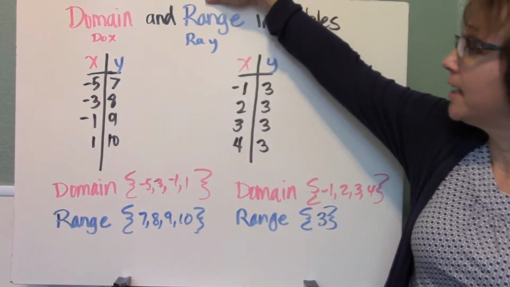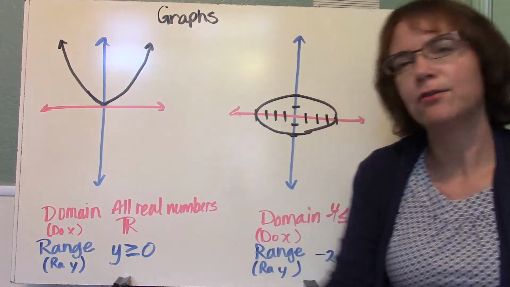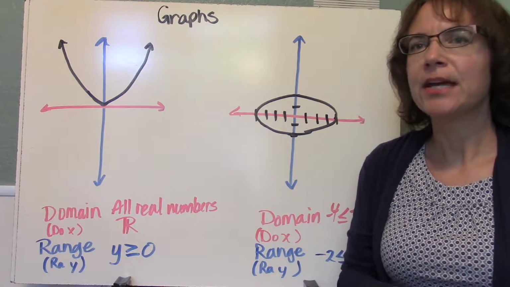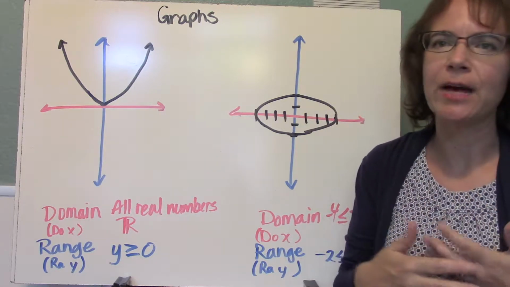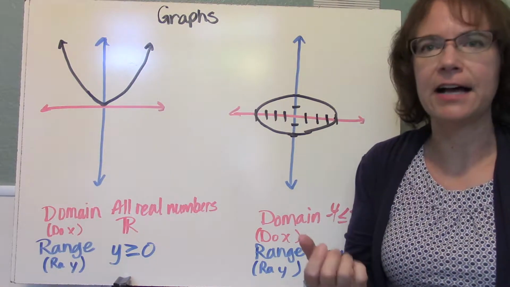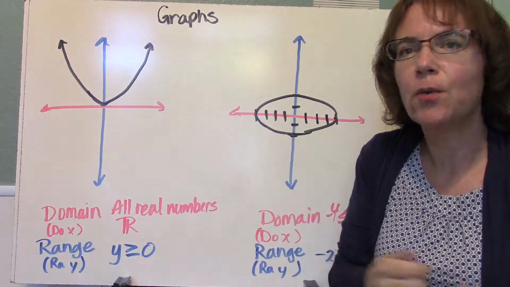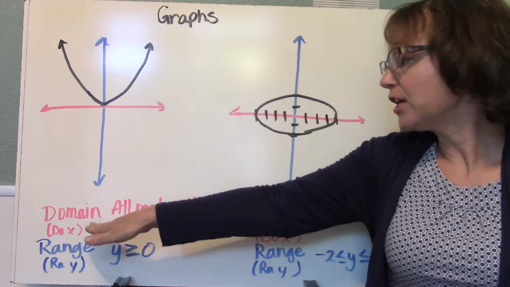Let's take a look at some graphs. When we use domain and range, we can write it several ways. We can write it as a list, like as a set. We can also write it using inequalities, and then some special ways to write it when it's infinite values. So here's a graph right here. You don't have to know what equation makes that graph. You can just take a look at that graph. Now let's look at our domain.